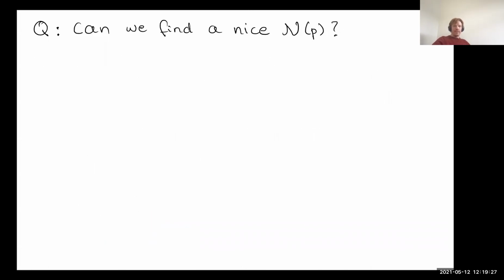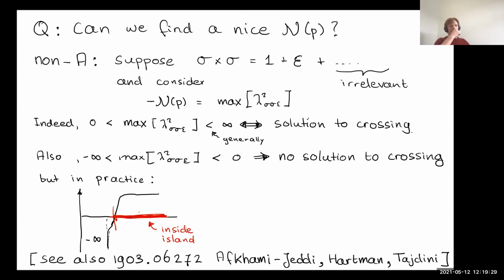So can we find a nice Navigator function? Well, here is a simple non-answer, which nevertheless may be instructive to show you that the problem of finding a nice Navigator function is not entirely evident. So suppose you do a standard Bootstrap problem. Sigma times sigma has an OPE where there's the identity, then epsilon, and some, say, irrelevant stuff. And so epsilon is an isolated operator, and we can try to maximize its OPE coefficient, lambda sigma sigma epsilon squared. And let's propose that minus the maximum OPE coefficient is the Navigator function.